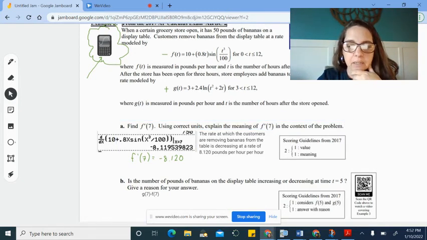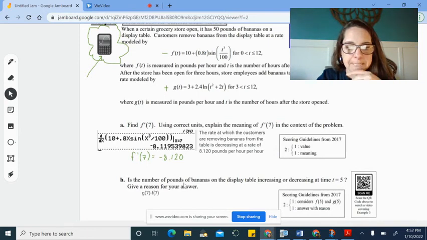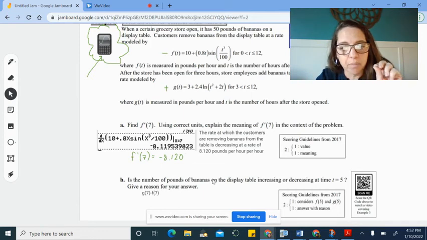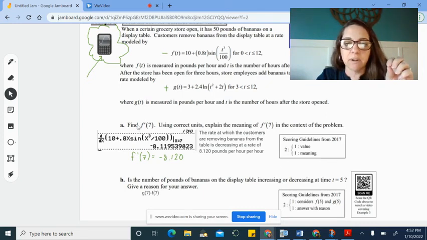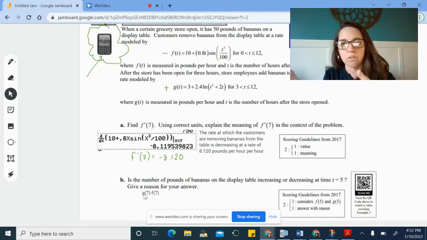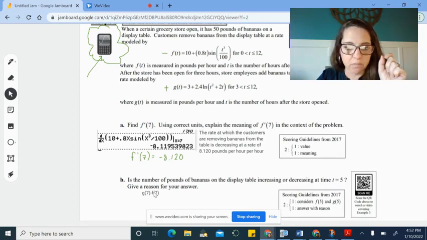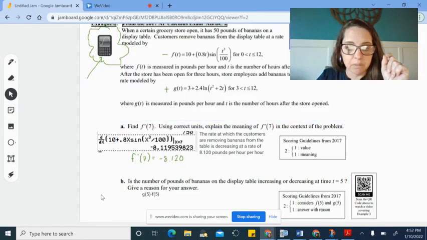All right. Now let's look at this next part. It says, is the number of pounds, so not the rate, but the number of pounds on the display increasing or decreasing at time t equals 5. So they're not saying find the derivative of the rate. They're just saying find the rate of change. How many bananas are coming and going? How is it changing? What's the speed of it? At time equals 5. Now, for some reason, I put 7. At time equals 5. Okay, and then it says, give a reason for your answer.